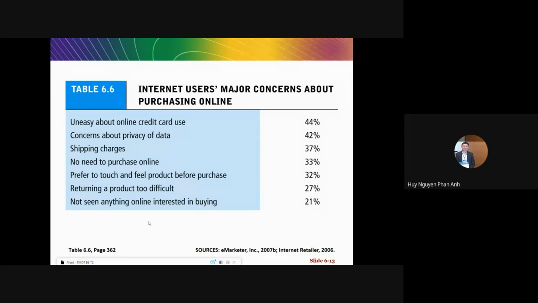So what do they concern about when purchasing online? Maybe they are concerned about whether credit card use is supported, or the shipping fee, or maybe whether returning a product is difficult or not, etc. So there are many things to be concerned about.